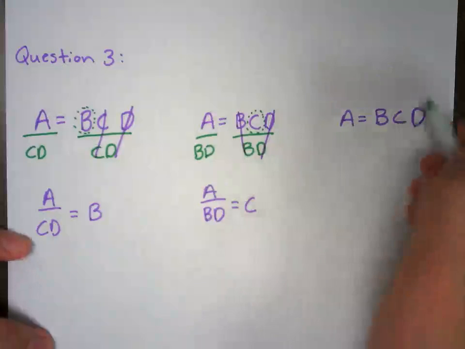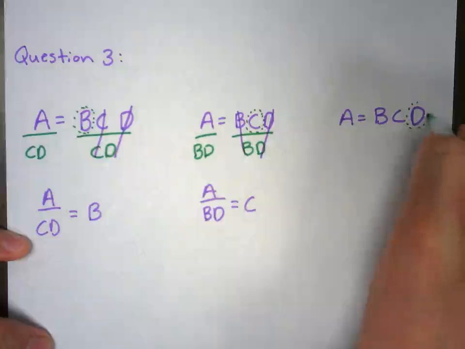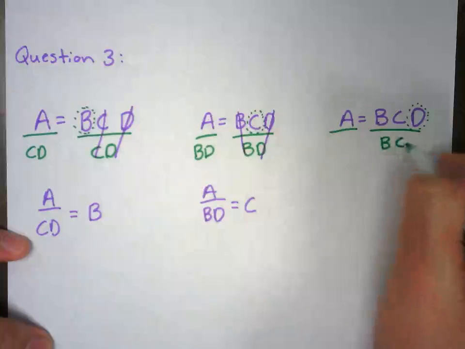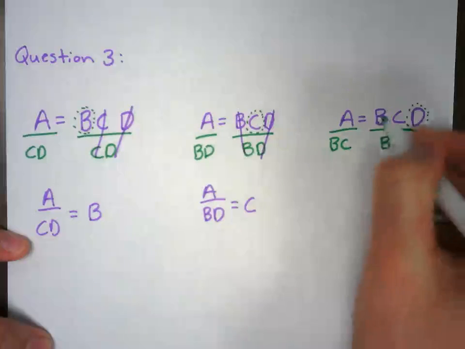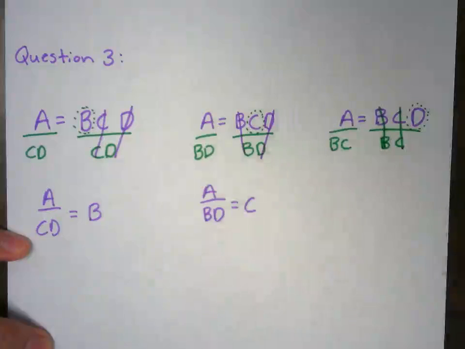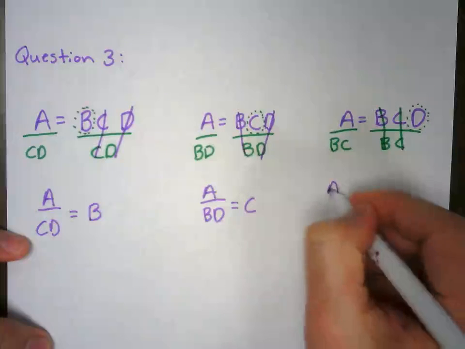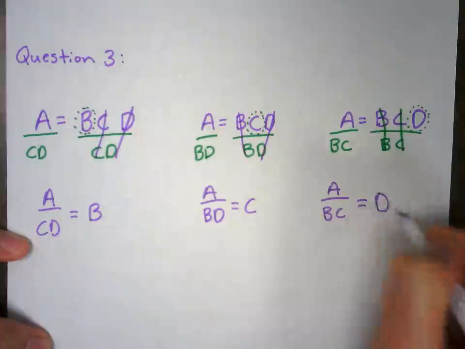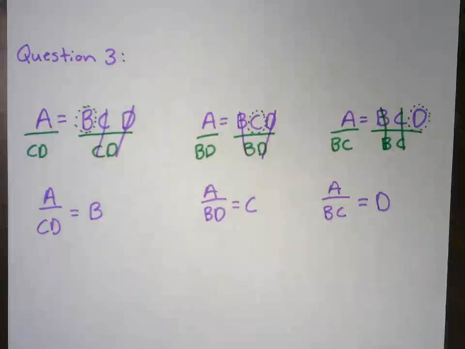And the last problem here, we're going to solve for D. So in that case, we have to get rid of BC, so we're going to divide by BC on both sides. Goodbye, goodbye. You're left with A over BC equals D. And that's all it really takes to answer that literal equation.